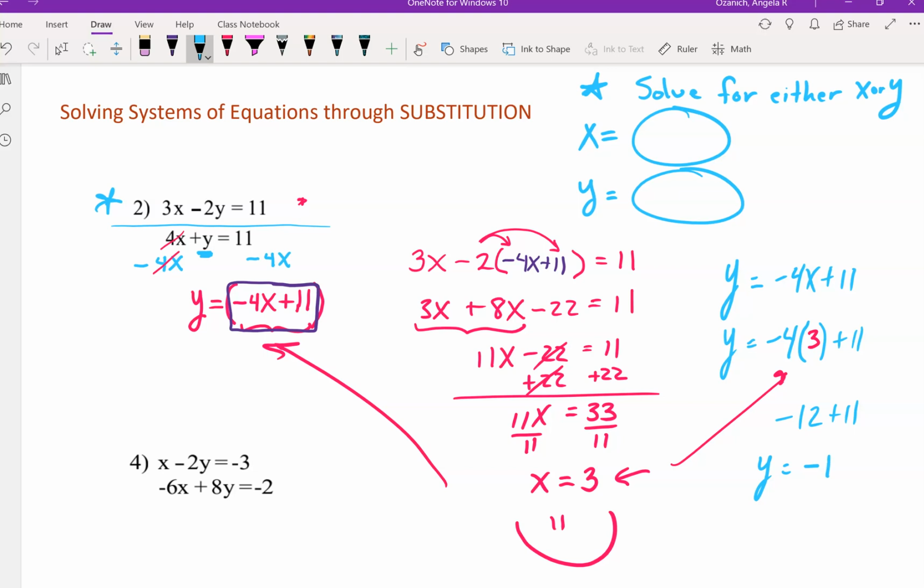You did it! And that's all we have time for, all right? So that is your answer. Your final answer is x is equal to 3, y is equal to negative 1, and that would be the coordinate point where your two graphs would cross. And you guys have just solved a system with substitution.